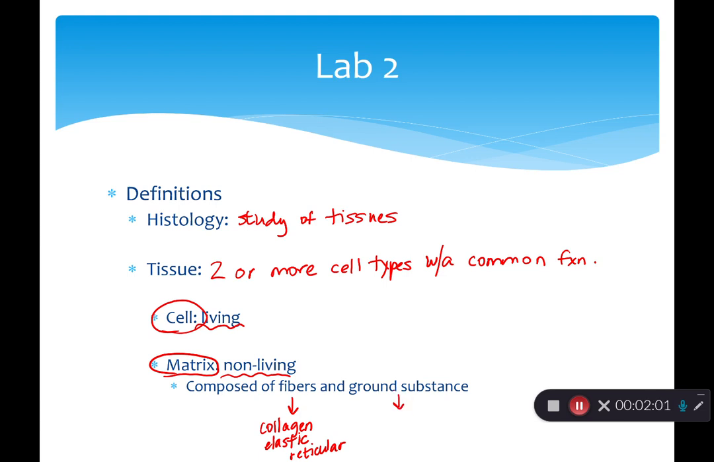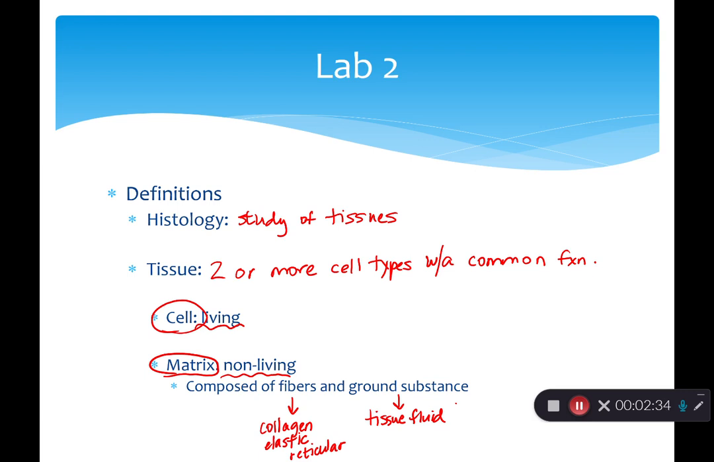This varies quite a bit between tissues. So in a lot of tissues, it's just referred to as tissue fluid. And for a lot of the tissues, it is fluid. But think about cartilage. The ground substance in cartilage is more like a gel. And think about bone. The ground substance in bone is solid. It's calcium.